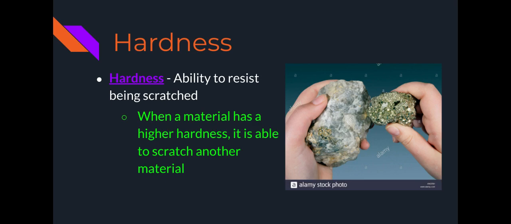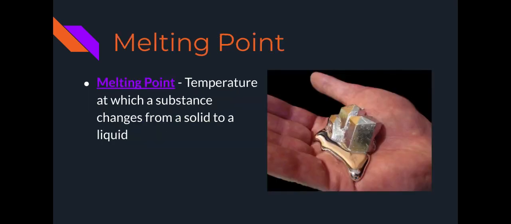So if you have a diamond, or quartz is also on that list, it's number 7. If you have quartz and you have talc, you're going to actually scratch the surface of talc with that piece of quartz because talc has a lower hardness. So that's what hardness is.